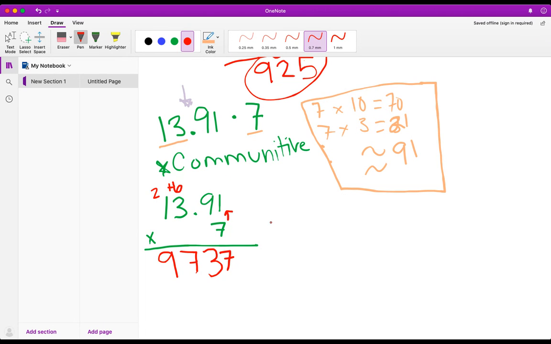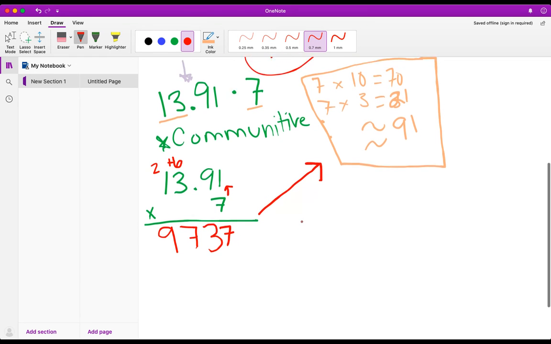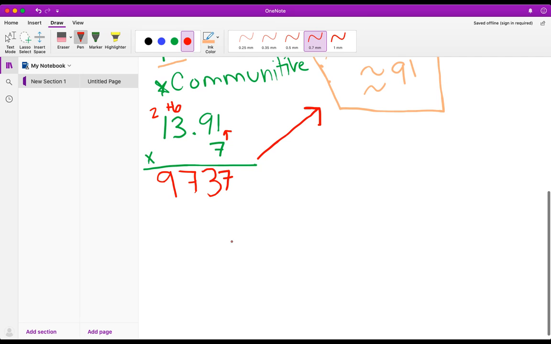Now, I guesstimated over here that it was going to be about 91 for my answer. So based on that, I can probably guess that my decimal point should go right here. If I put my decimal point here, that would mean my answer is only 9, and that is not anywhere near what it should be. If I put my decimal point over here, that would be 973, which again is far too big. So that's one way of thinking about where to put your decimal point.